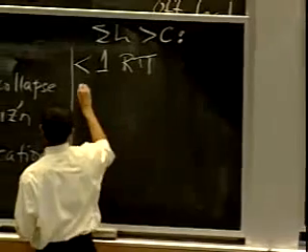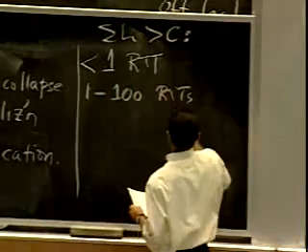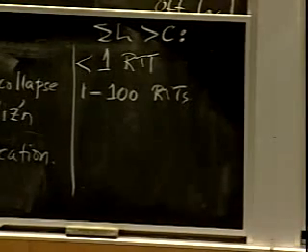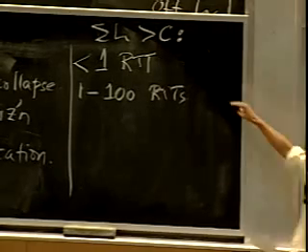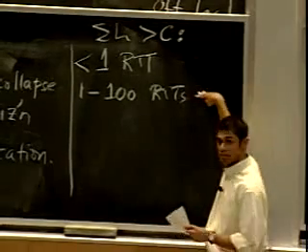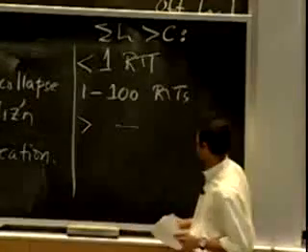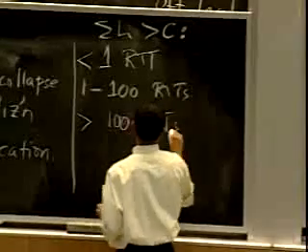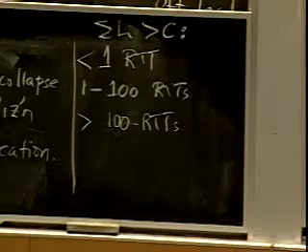It could be between 1 and I'm going to say 100 round trip times. And just for real numbers, a round trip time is typically on the order of 100 milliseconds. So we're talking here of less than 100 milliseconds, up to about 10 seconds, and then bigger than this number, bigger than 100. And these are all orders of magnitude. I mean, it could be 500 RTTs. Those are the 3 time scales to worry about.